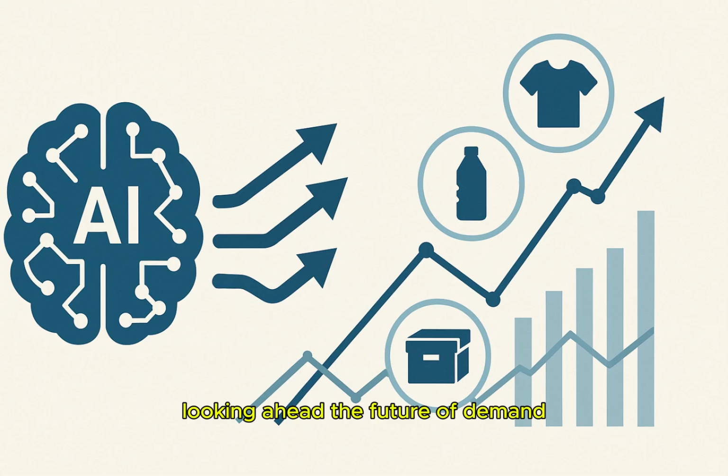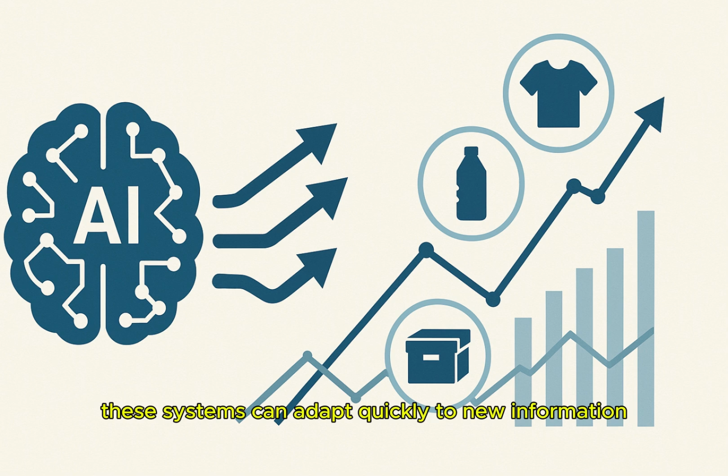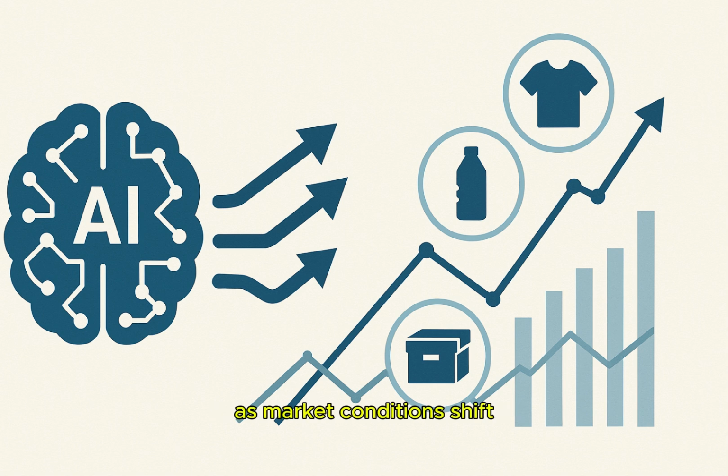Looking ahead, the future of demand forecasting is becoming increasingly automated and intelligent. AI and machine learning algorithms can detect subtle patterns in data that human analysts might overlook. These systems can adapt quickly to new information, adjusting forecasts in real time as market conditions shift. For example, an AI-driven model could detect a sudden increase in social media mentions for a product and instantly raise the demand forecast before the spike hits stores.